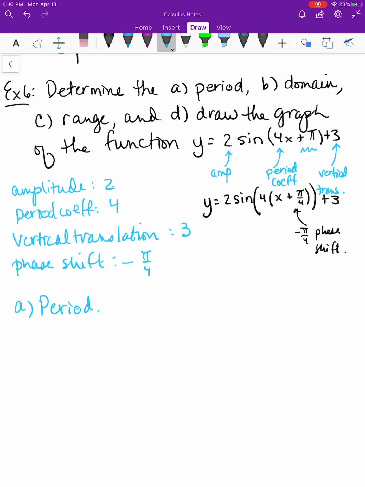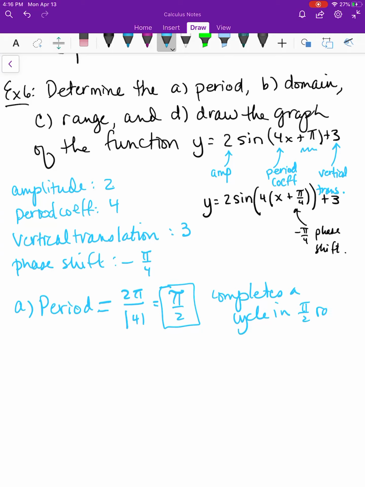Okay, so part A. The first thing I did was find my period. I know my period coefficient. So period equals 2 pi divided by the absolute value of my period coefficient, which is 4. So that means pi over 2 is my period. That means it completes a cycle in pi over 2 radians.